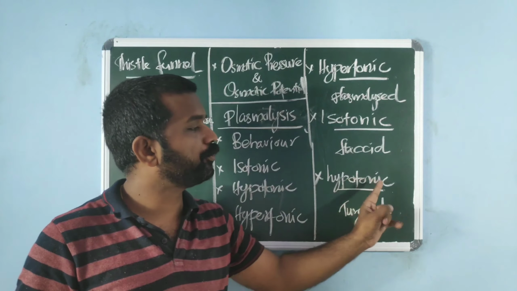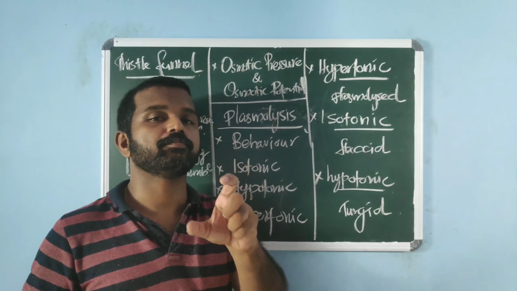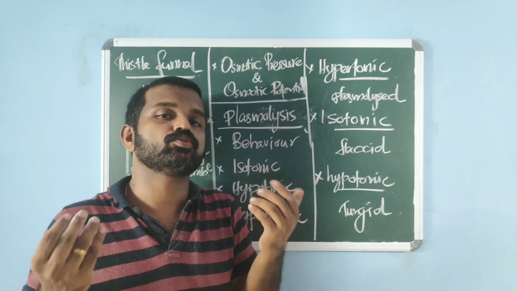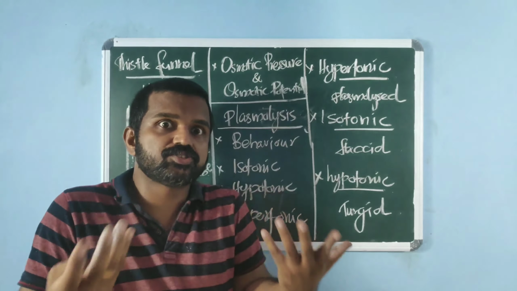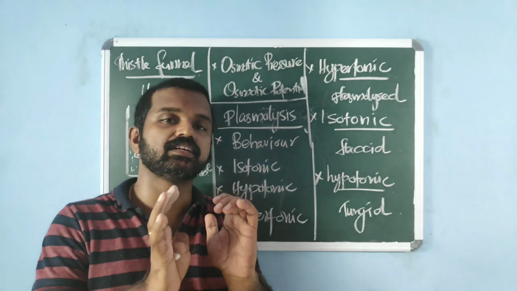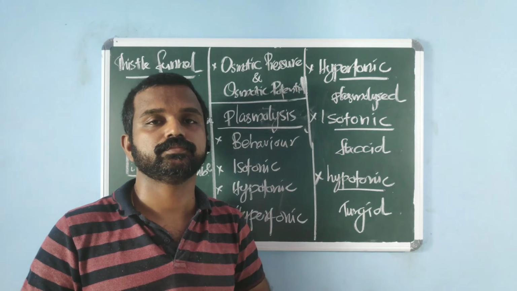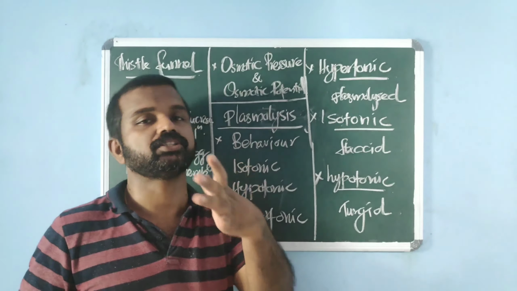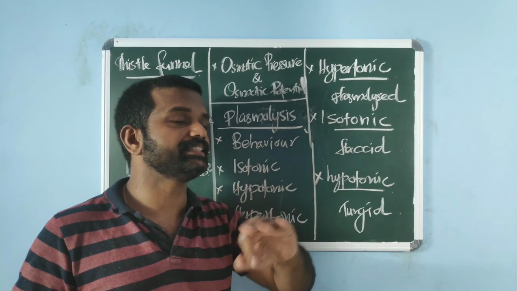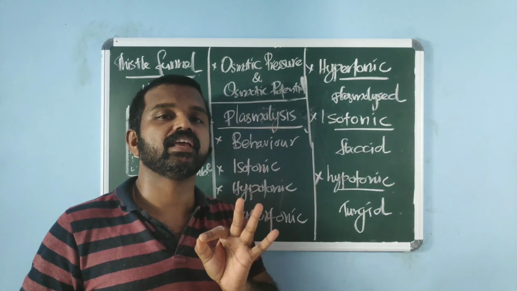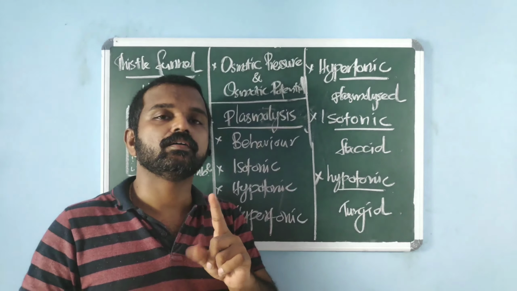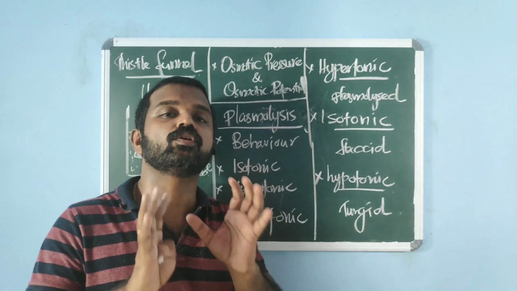Third, hypotonic. A plant cell in hypotonic solution undergoes endosmosis, and the cell becomes turgid. Turgidity exerts pressure on the cell wall, which is known as turgor pressure. Among the three conditions, plasmolysed, flaccid and turgid, turgidity is necessary for the normal functioning, the normal physiological activity, of plant cells.